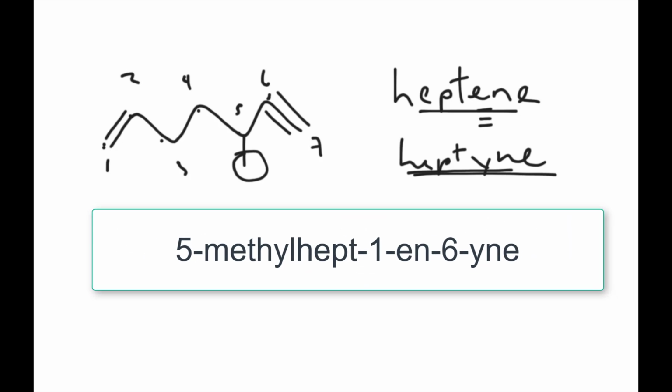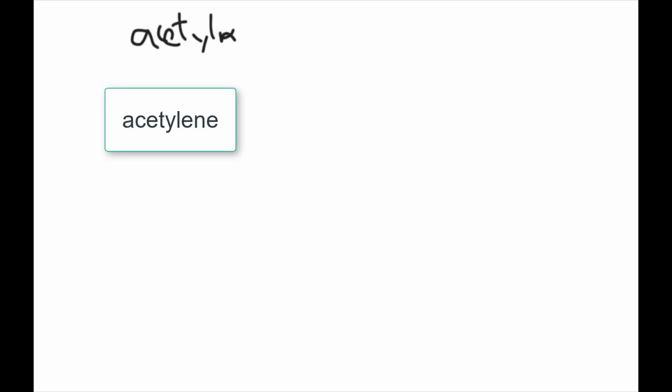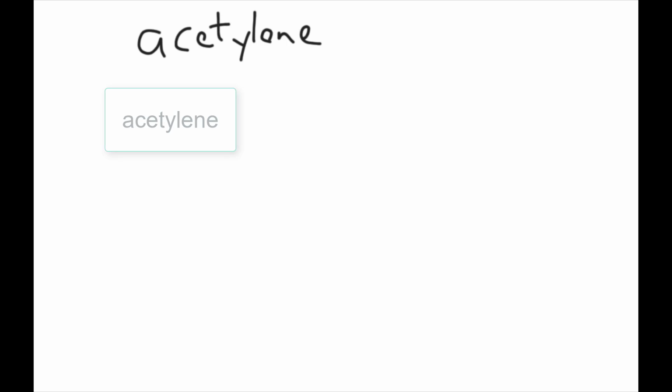hept-6-yne-1-ene. In terms of common names for alkynes, the common name for a triple bond is an acetylene. I guess I could spell that. That's a little bit better. And the acetylene group is the triple bond.